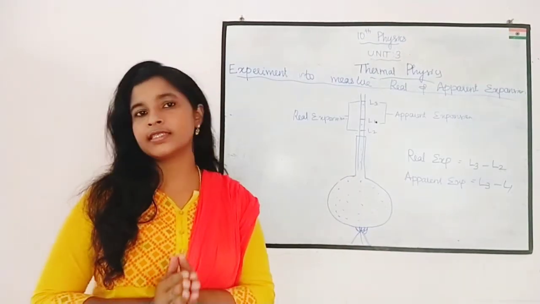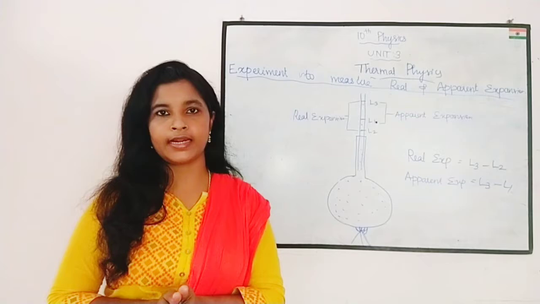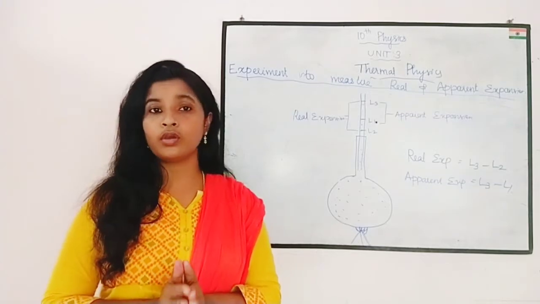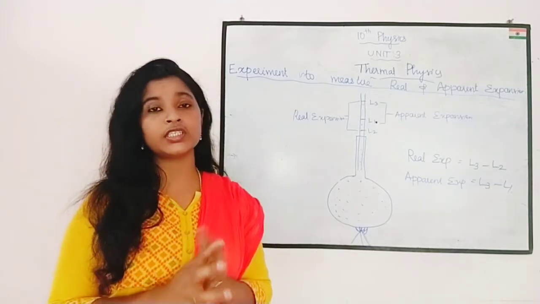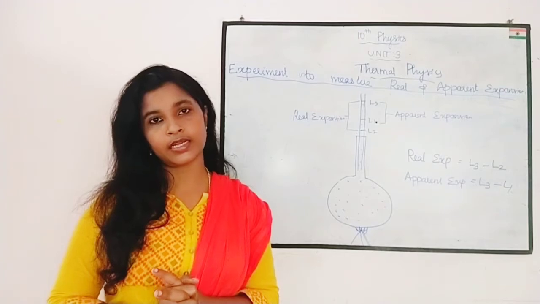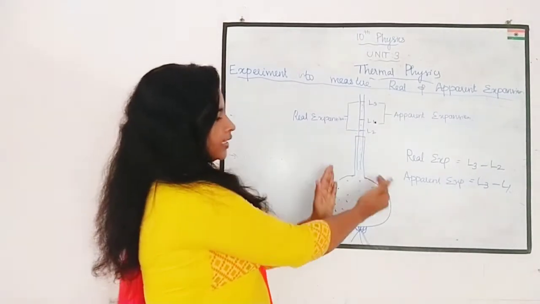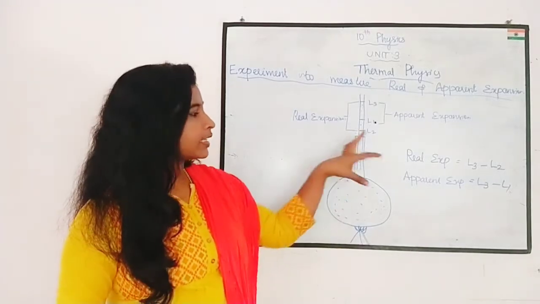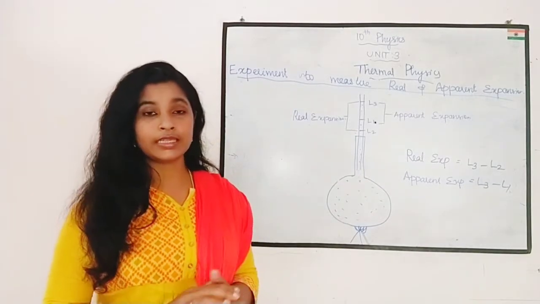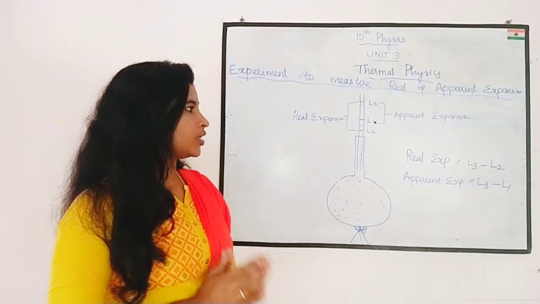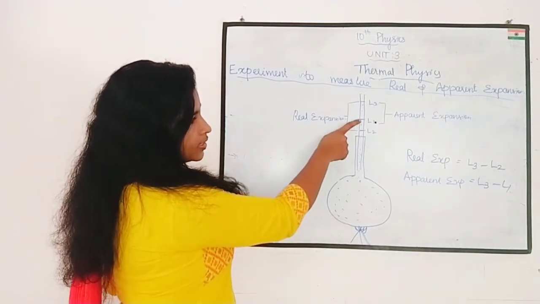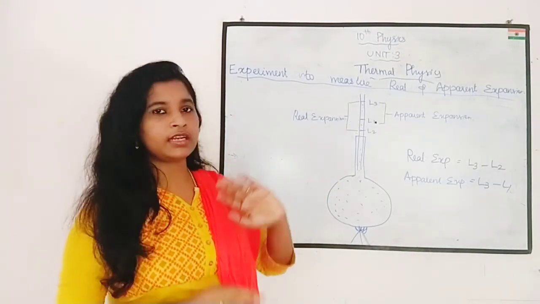So we have discussed what real and apparent expansion are. Now we are going to see how to measure real and apparent expansion using an experiment. For that you take a container like this and fill the container with liquid. Initially the level of the liquid is L1.